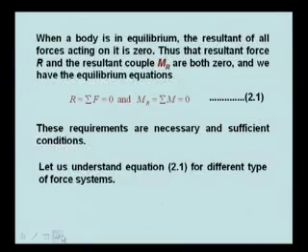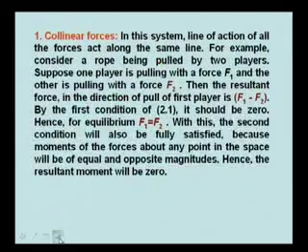Let us understand equation 2.1 for different types of force systems, what types of forces can act on a body. One is the system of collinear forces. In this system, the lines of action of all the forces act along the same line. For example, consider a rope being pulled by two players.